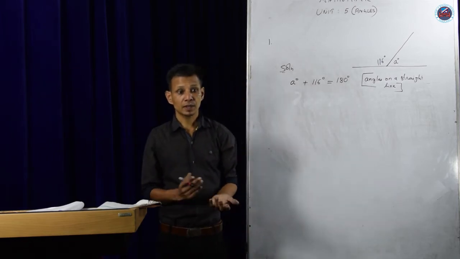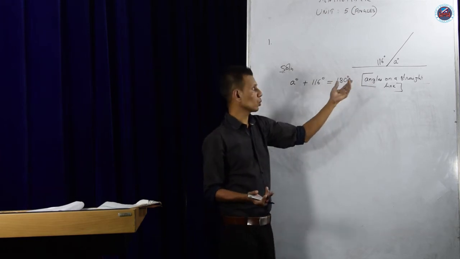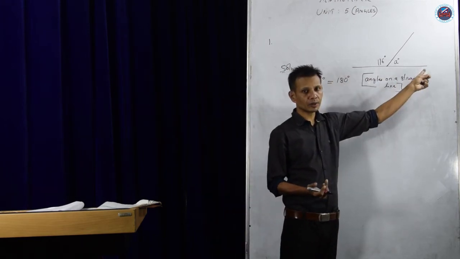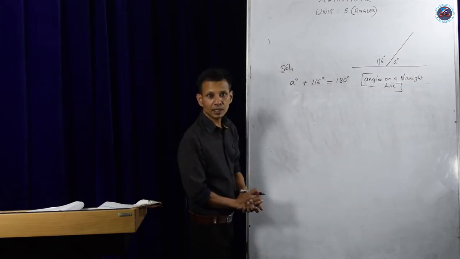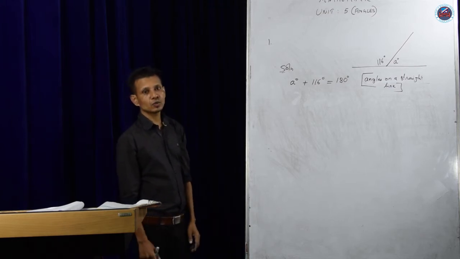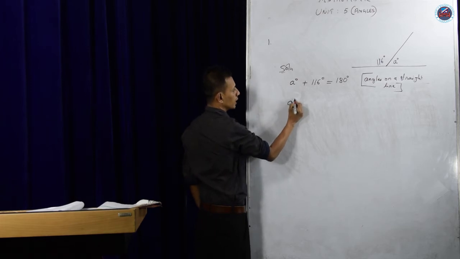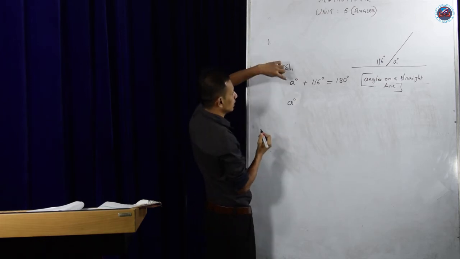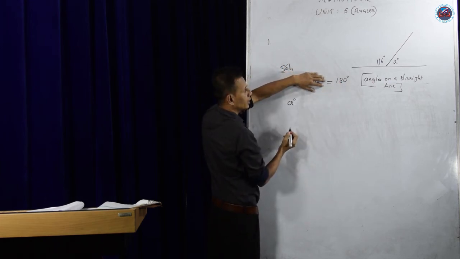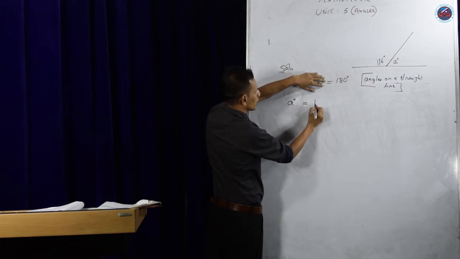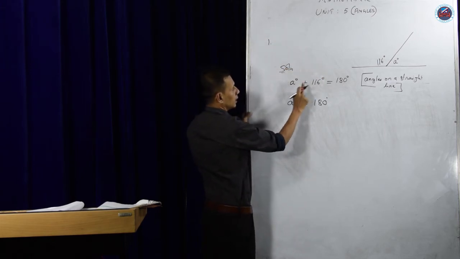Okay. Sometimes you might get a quadrilateral one. Now there is no quadrilateral. We are dealing with straight line only. And the general rule of this is angles on a straight line always add up to 180 degrees. Now, as we are asked to find A, we are searching for A. I'll just ignore this for some time. A plus 116 equals 180 degrees.